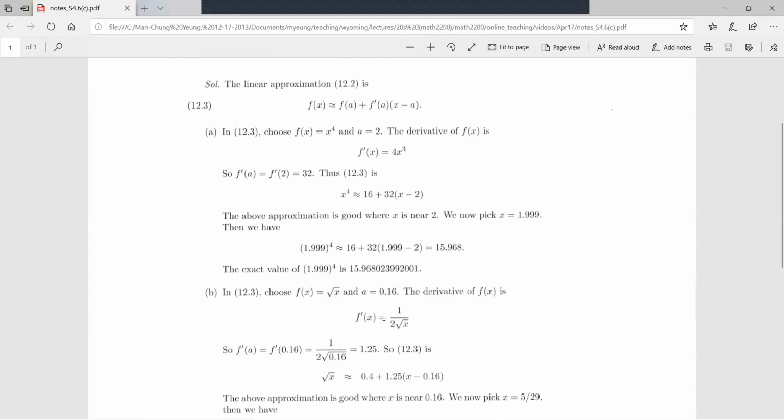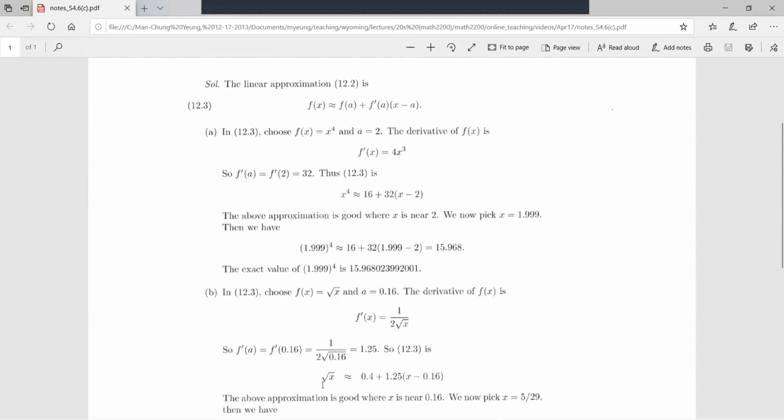Okay, now with all this information, the linear approximation becomes: function is square root of x, and then function value at a, square root of 0.16, is 0.4, and then plus derivative at a, 1.25, times x minus a. This is the linear approximation of square root of x at the point a. a now is 0.16.